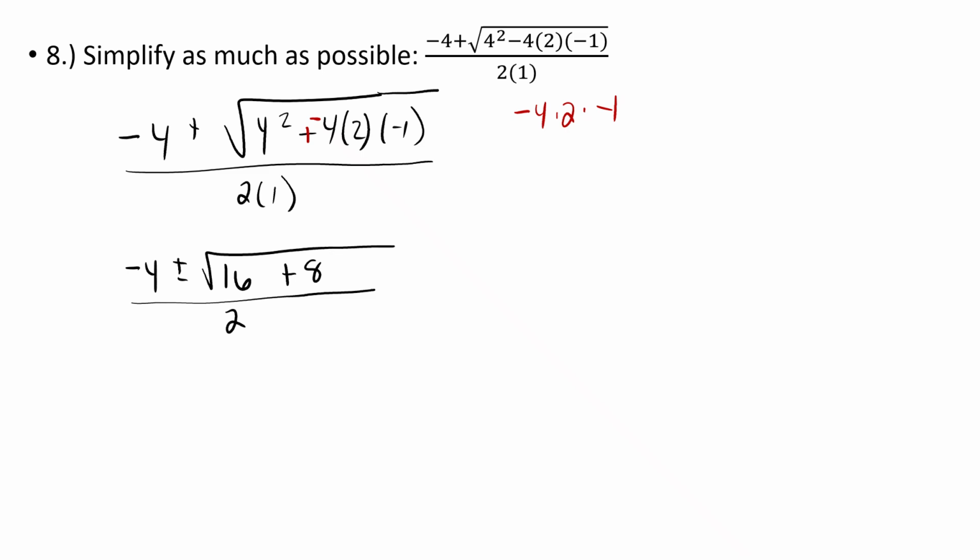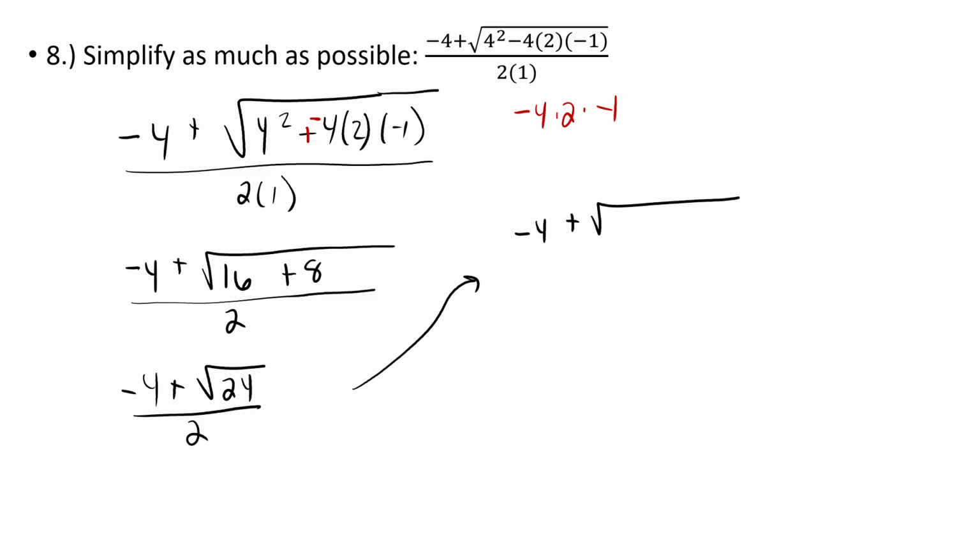Now we need to combine the 16 plus the 8. And you'll notice I keep doing that. There's a reason I keep doing that. So 16 plus 8 is 24. And that's over 2. And now we've got to simplify the square root of 24.